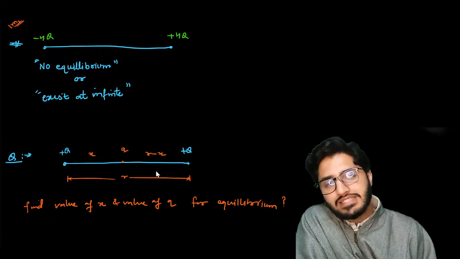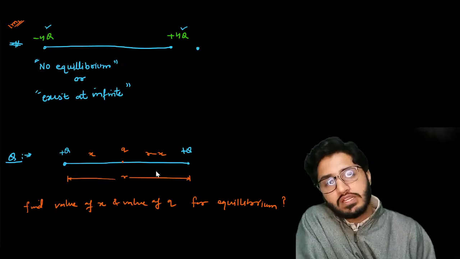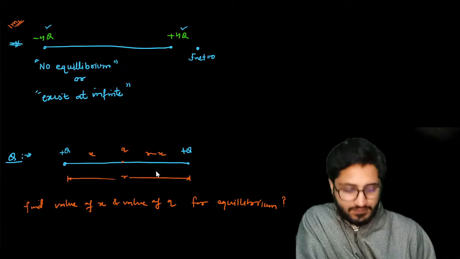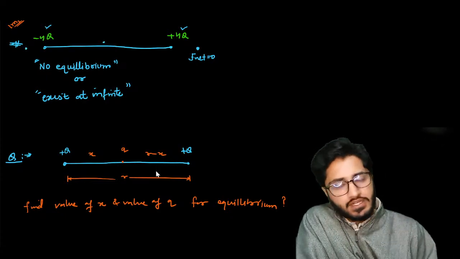Look, if my charged particle is here, it is closer to 4q but away from minus 4q. So there is no chance that F net is equal to 0. No chance, and in the same way here, no chance.